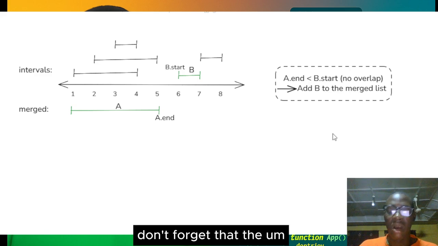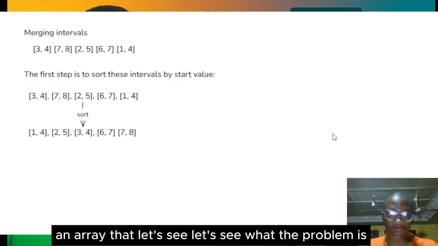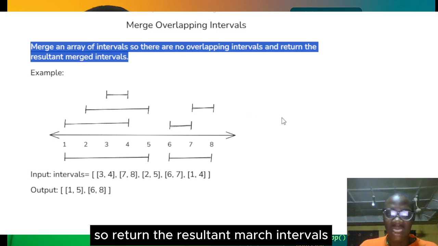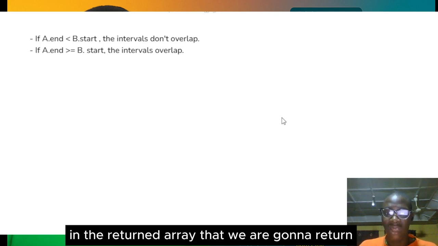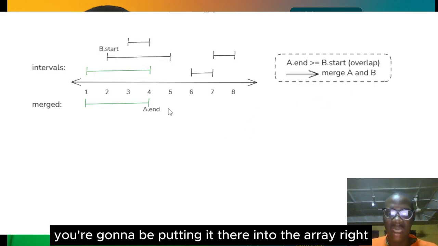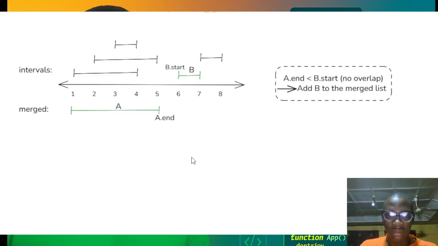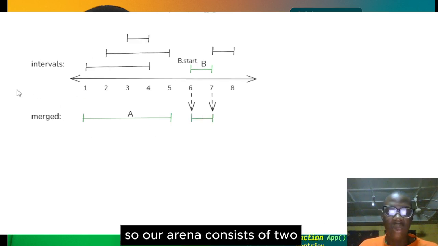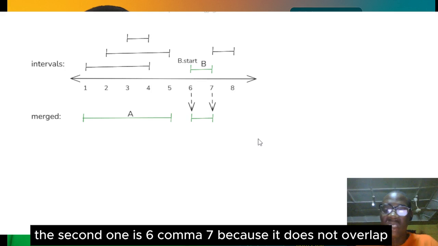Don't forget what the problem statement asks us to return: the resultant merged intervals. So it has to be merged, meaning that the returned array must not contain any mergeable intervals. Because this does not merge, we're going to put it into the array. So let's go for it. We add it, and that's what we did right here. Our array now consists of two intervals: the first one is 1, 5, the second one is 6, 7, because it does not overlap.